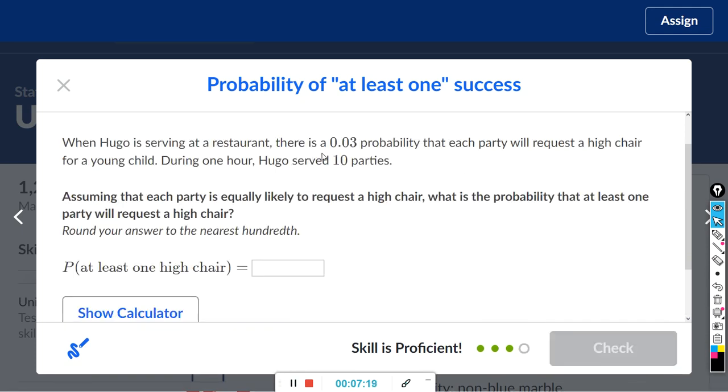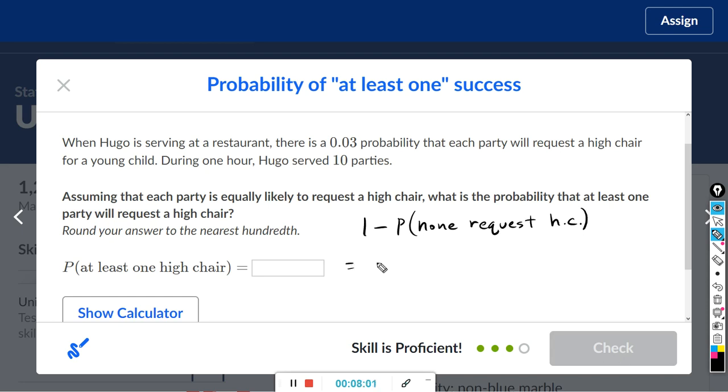When Hugo is serving at a restaurant, there is a 0.03 probability that each party will request a high chair for a young child. During 1 hour, Hugo served 10 parties. Assuming that each party is equally likely to request a high chair, what is the probability that at least one party will request a high chair? Okay, so the opposite of at least one is none. All right, so it's going to be 1 minus the probability that none request a high chair.